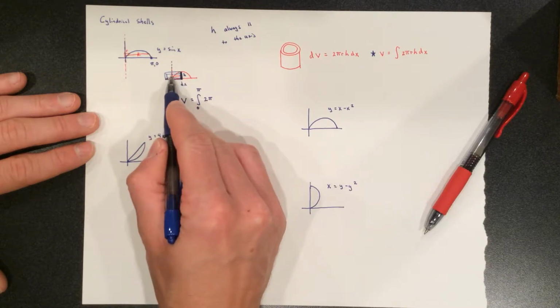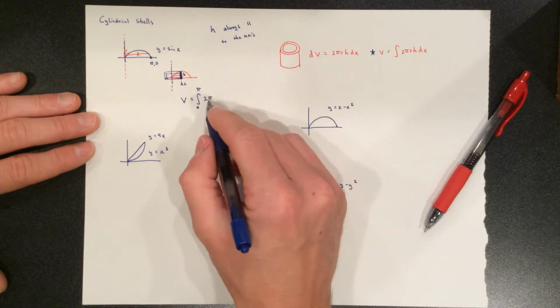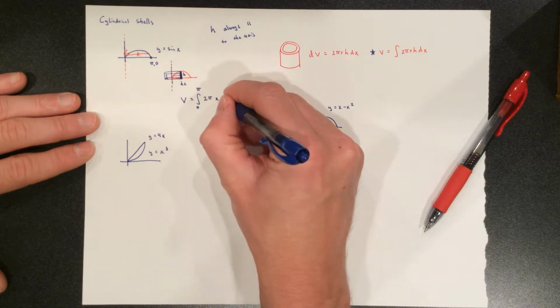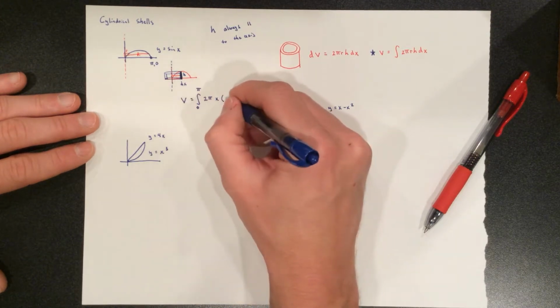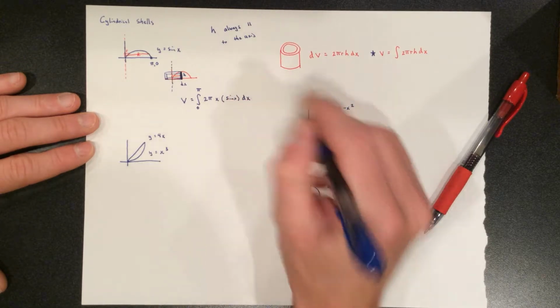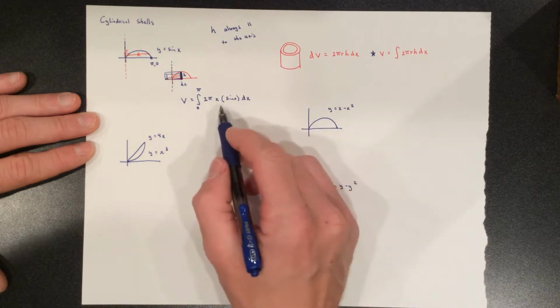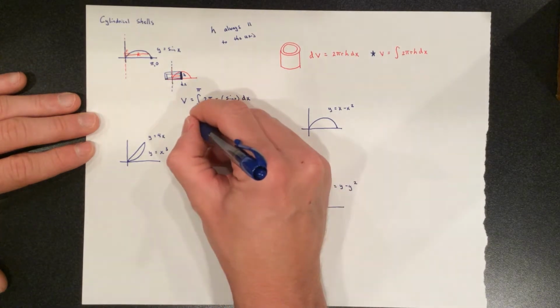Well, this distance from the axis to this piece here is just straight up x. So 2 pi x is our r. And then what's our h? Well, h is just the curve, sine x in this case, and the thickness dx. Look how easy that is. 2 pi r h dx. Slap that all together and you get 2 pi.